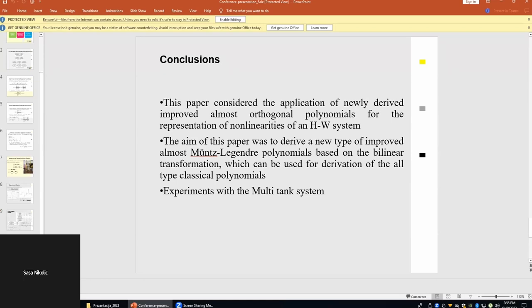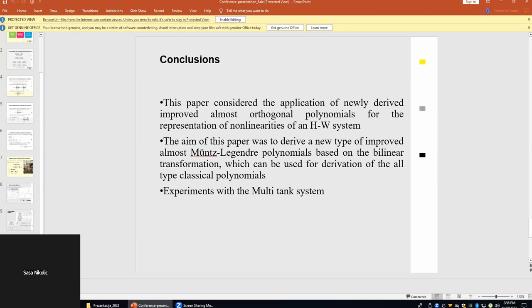This paper considers the application of newly derived almost orthogonal polynomials for the representation of nonlinearities of the Hammerstein-Wiener model of systems. The aim of this paper was to derive a new type of polynomials based on the bilinear approximation, which can be used for the representation of all types of classical polynomials or functions. A model identification method for the nonlinear process is also discussed in detail in this article.